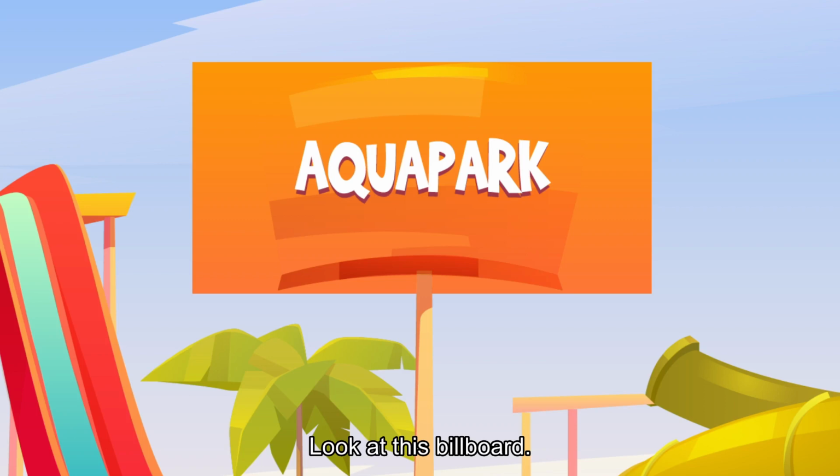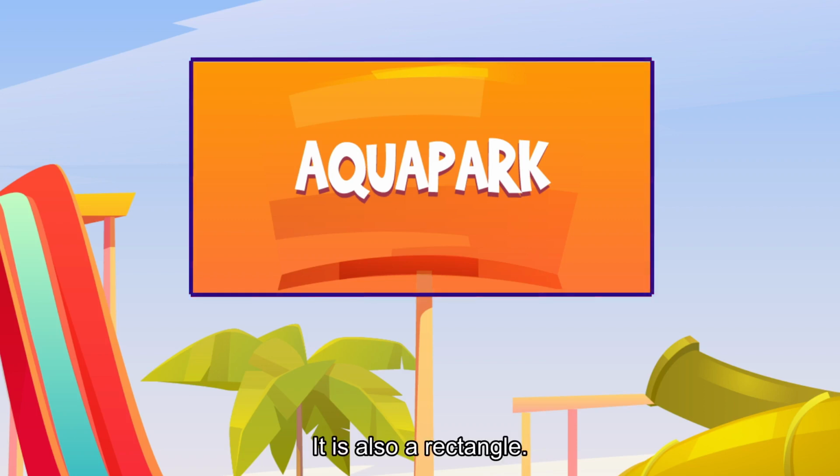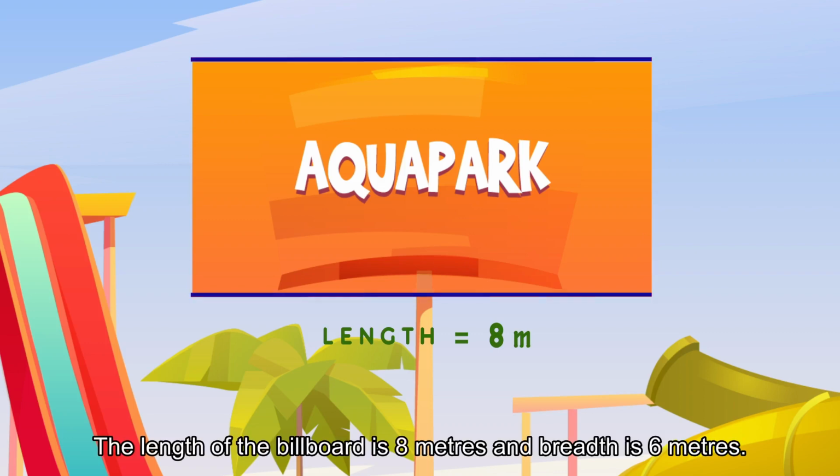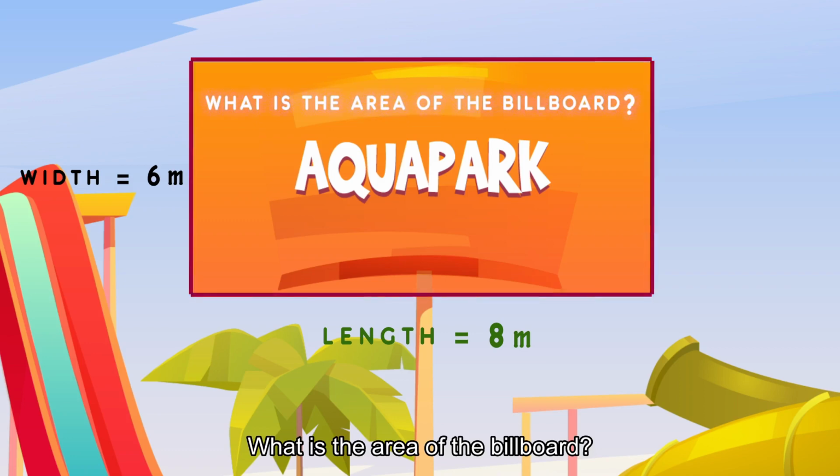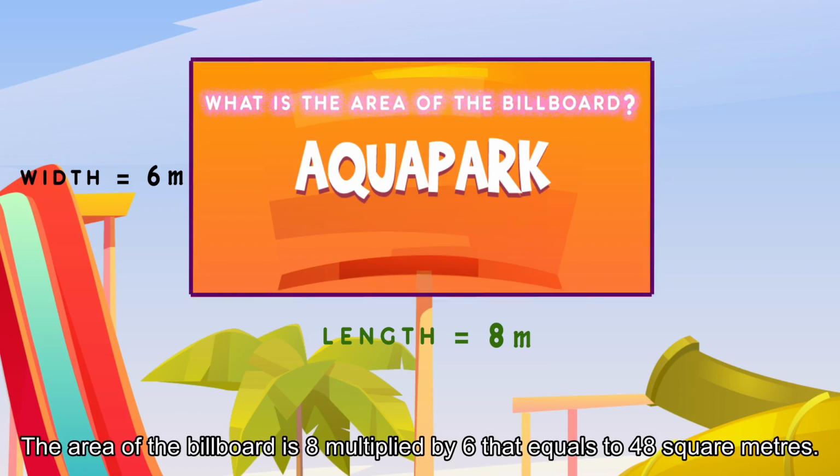Look at this billboard. It is also a rectangle. The length of the billboard is 8 meters, and breadth is 6 meters. What is the area of the billboard? The area of the billboard is 8 multiplied by 6. That equals 48 square meters.